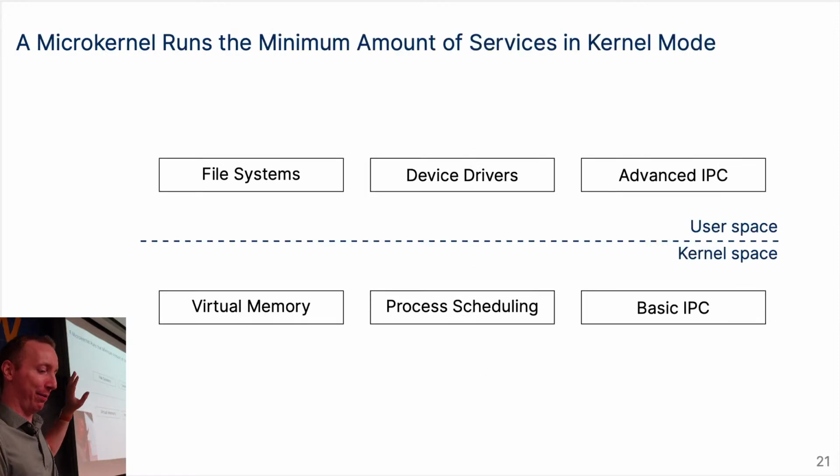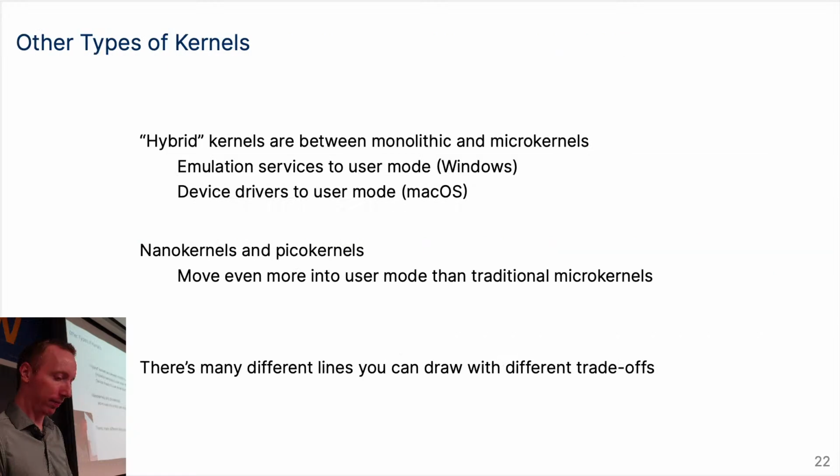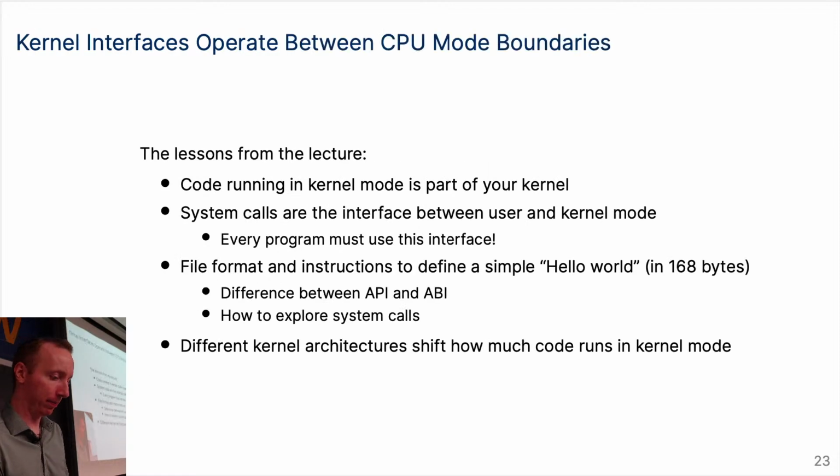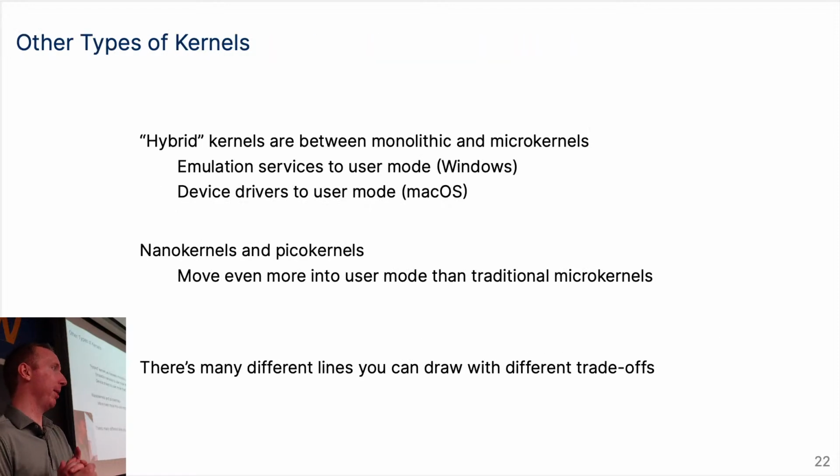But for the purposes of this course, this is like the minimal stuff we can put into it. We won't worry about cutting edge research yet. But yeah, there are different lines you can draw with different trade-offs. All right, any questions about what we saw so far today?